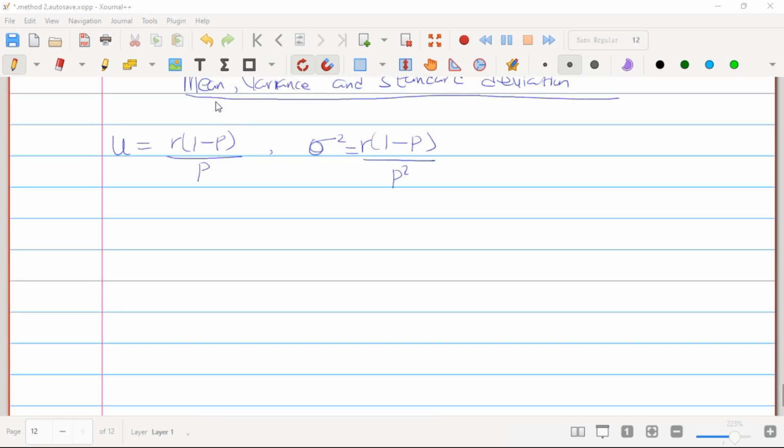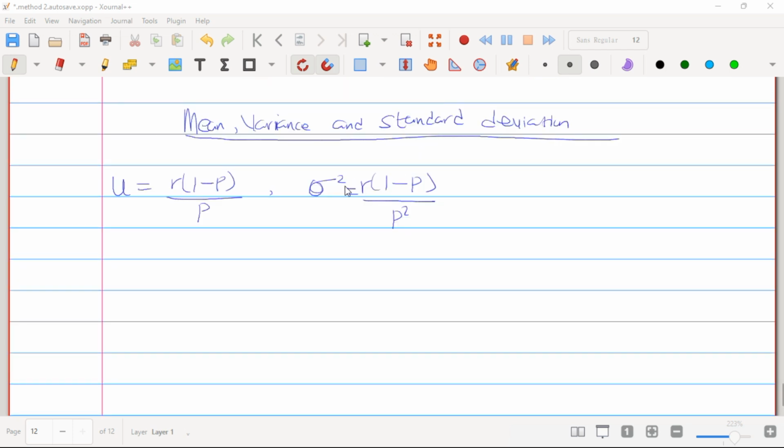And then we have the mean, variance, and standard deviation. The mean for the distribution is R times (1 minus P) divided by P. And then the variance is R times (1 minus P) divided by P squared, right? So this is the variance, and once you take the square root of the variance, we surely get our SD, that's the standard deviation, right?